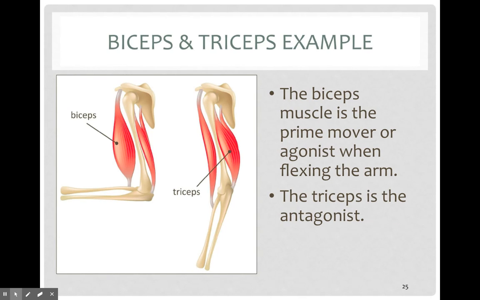So here is kind of a picture of your bicep and your tricep. Your bicep is on the front side of your arm. The triceps are on the back side. Your bicep is the prime mover or the agonist when you flex your arm, and the triceps is the antagonist. So you can see in this picture, when you flex your arm and you use that bicep muscle to pull your arm upwards, your tricep relaxes and it's not as flexed. And then when you relax your arm and you let it hang back down, your bicep relaxes and your tricep engages.